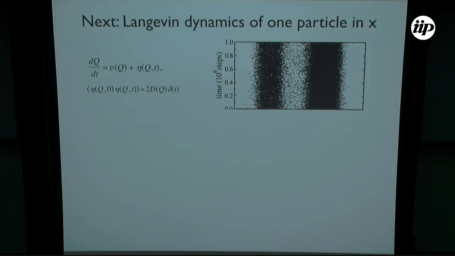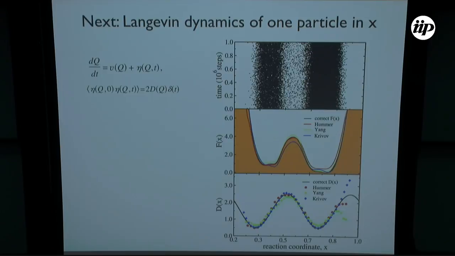We started with integration of the Langevin equation. This is a single particle diffusing in a one-dimensional coordinate, let's say x. In this Langevin dynamics, we can input the diffusion coefficient, let's say D(Q), and we can input the free energy profile. We integrate this equation, and we have this sort of trajectory as a function of time.